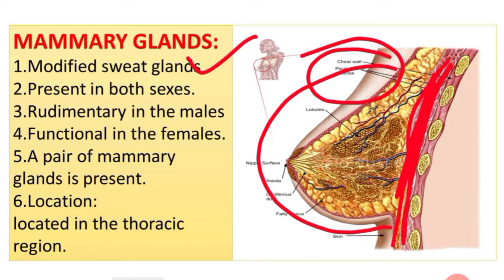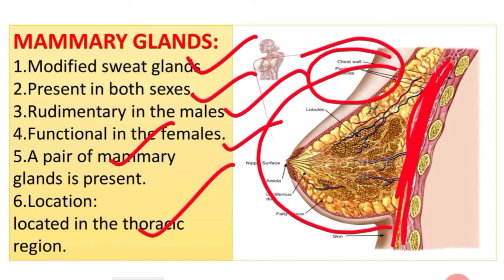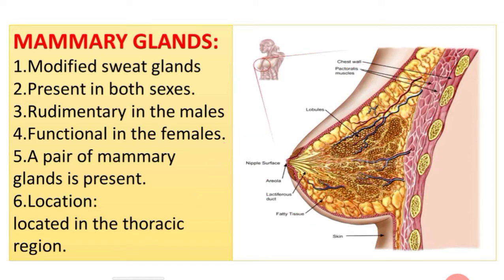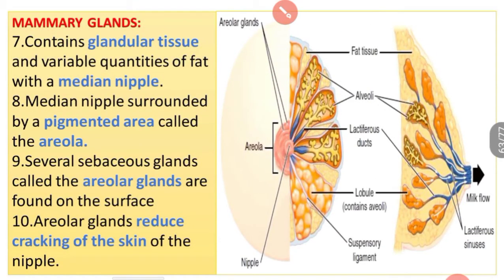Point number 1: it is a modified sweat gland present in both sexes but rudimentary in the male, functional in the female. Paired mammary glands are present. Location: the thoracic region. Got it? Point number 7: the mammary gland contains glandular tissue. What is glandular tissue? Glandular tissue is nothing but lobes, lobules, and ducts present inside the breast.